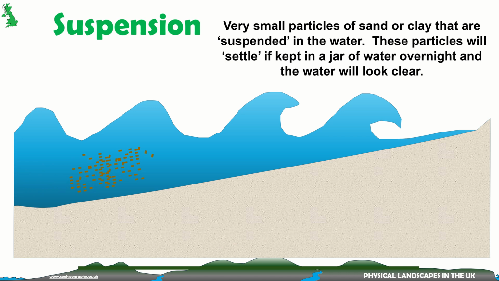In suspension, really fine material is carried up the coast, and that's why a lot of our seawater doesn't look very clear if it's full of suspended sediment. If you took a glass of that and let it settle overnight, you'd get a layer of clear water, and then at the bottom you'd have all the sediment settled out.